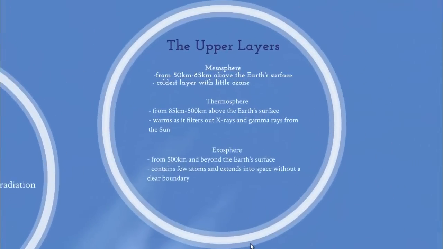If you get up above the stratosphere, you get up into the upper layers of the atmosphere. Now we're talking about the mesosphere. And the mesosphere is the next layer. It's 50 to 85 kilometers above the Earth's surface, and it's our coldest layer with little ozone.